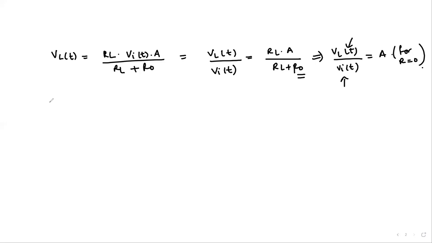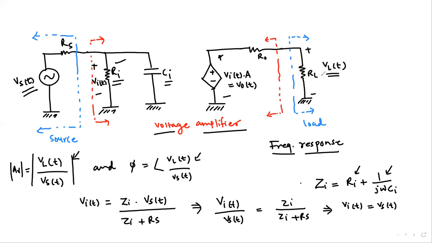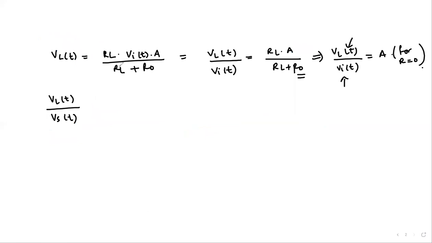Fine. And finally, if we want to write the expression for VL of t divided by Vs of t, which is the total response, that is the output of this circuit divided by the input of this circuit. So we have these expressions. So what we can write here, in a simplified way, is as follows.